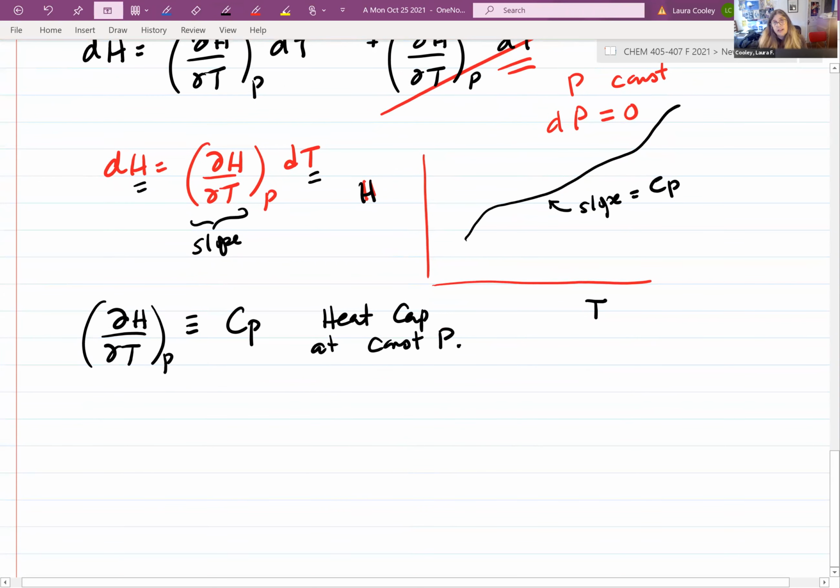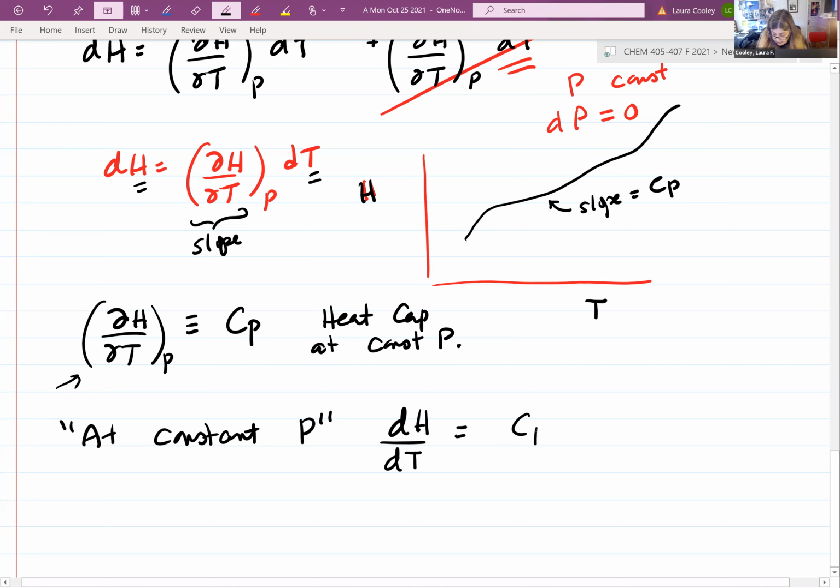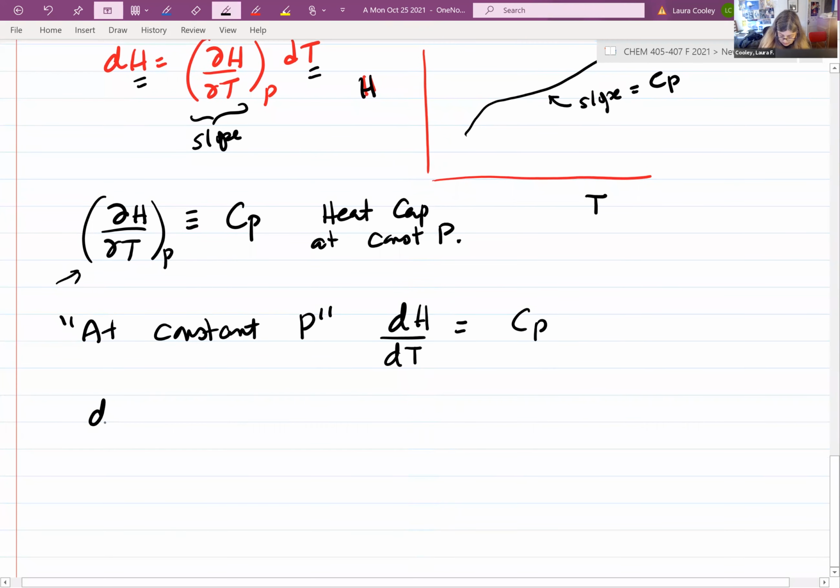Okay, and it shows, like I said, how enthalpy changes with temperature at constant pressure. So if I go at constant pressure, then P isn't changing, so I don't even have to think about this as a partial derivative anymore. I could just write it as a regular derivative. Okay, so I have this formula, and then that means dH is CP dT. Okay, and I can integrate this.